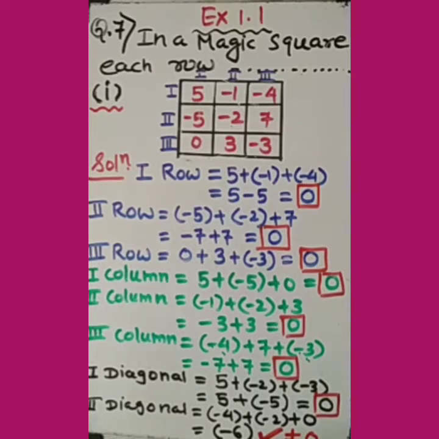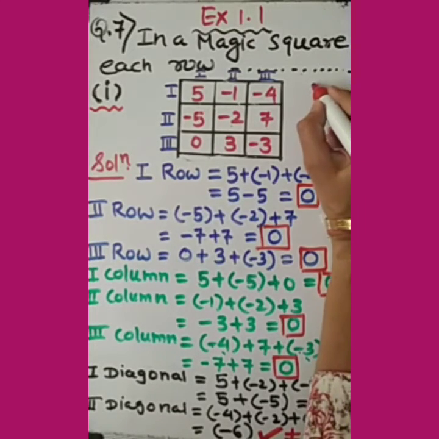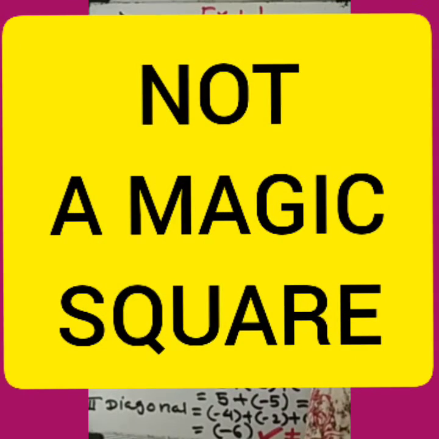So due to this only, the final answer which I am going to mention here at the side, I am writing here, therefore, the given square is not a magical square. So you need to mention it is not a magical square. Clear? It is not a magical square.